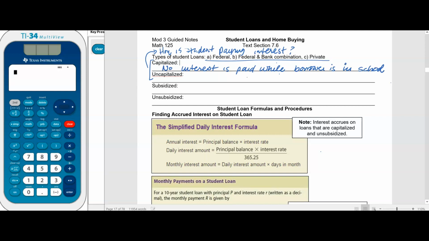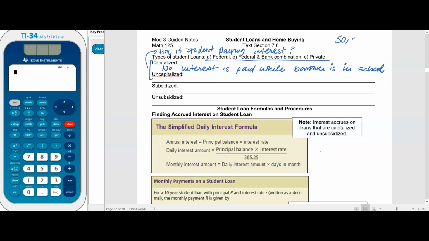The downside to that, so there's definitely an upside. The student is not needing to pay anything while they're in school, which is nice. But the downside to that is, as the student is in school, interest is accruing. So accrue just means added up. So interest is accruing while the student is in school, and then after they're done with school, that interest is going to be added to the amount that needs to be paid back.